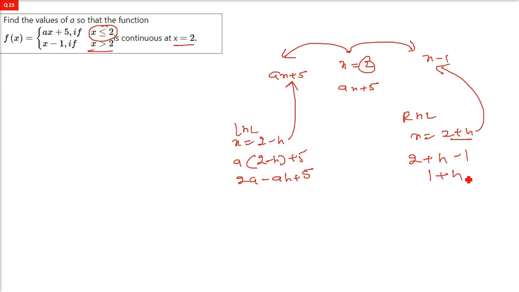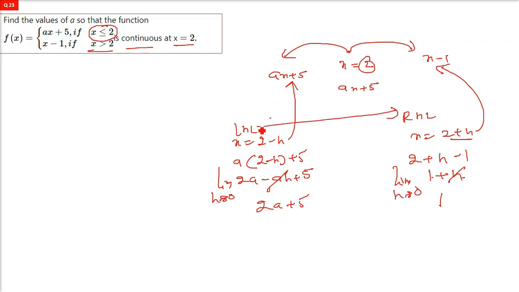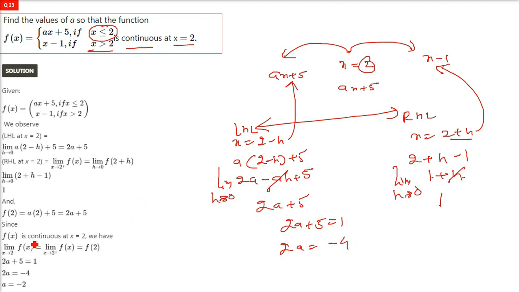Now you can directly apply the limit and equate these two. I'm applying the limit h tends to 0 here, and here also limit h tends to 0. This gets cancelled and you get 2a plus 5. Here 1 plus h is 1. So 2a plus 5 is equal to 1, because the left hand limit and right hand limit you have to equate. So 2a is equal to 1 minus 5, that is negative 4. a is equal to negative 4 by 2, so it will be negative 2. a is minus 2. This is the answer.